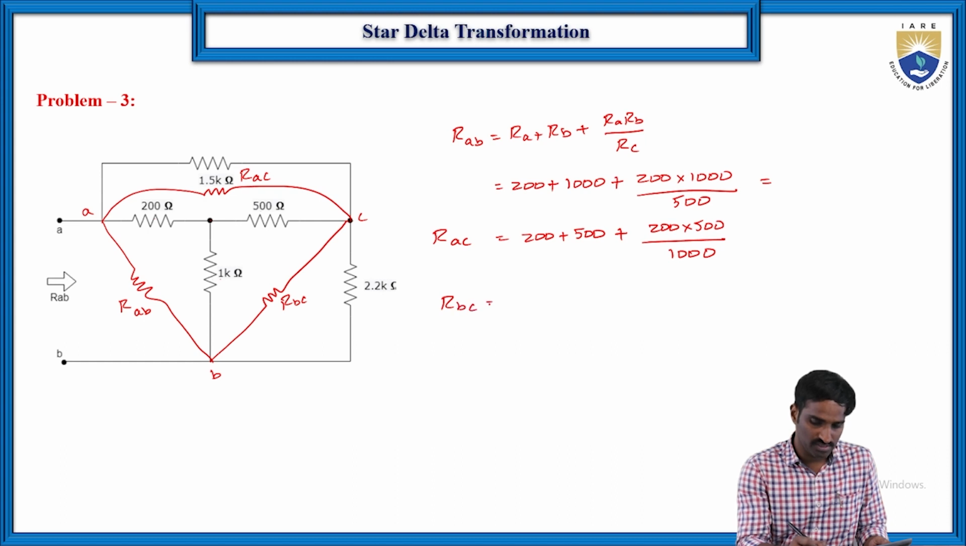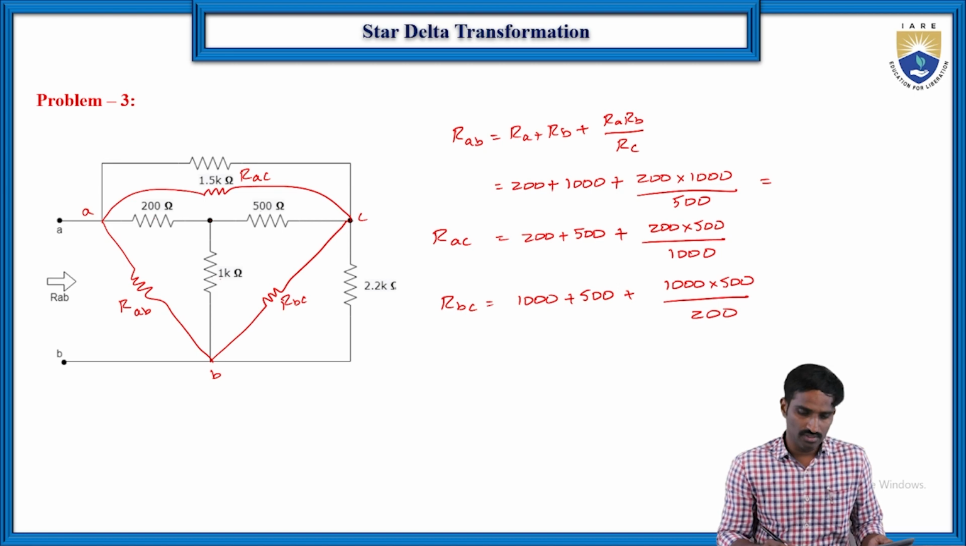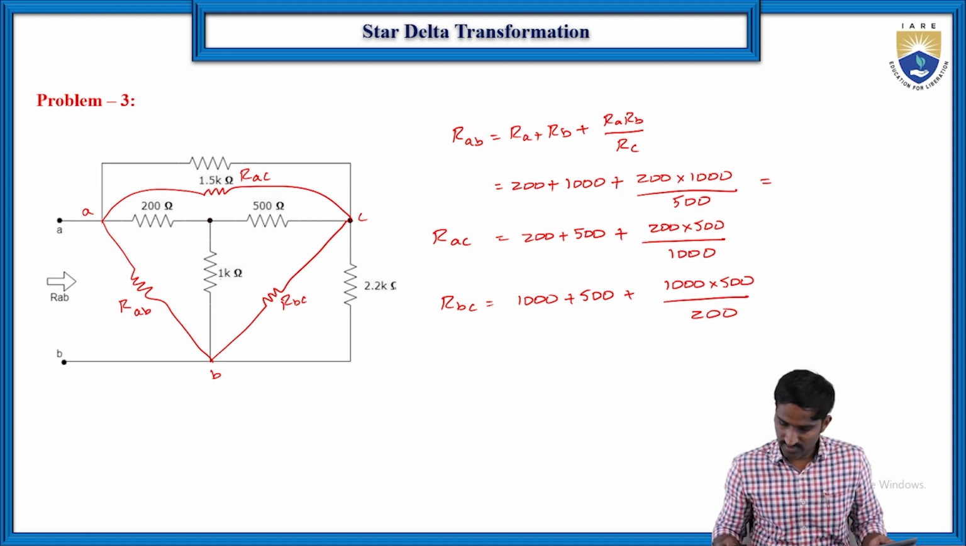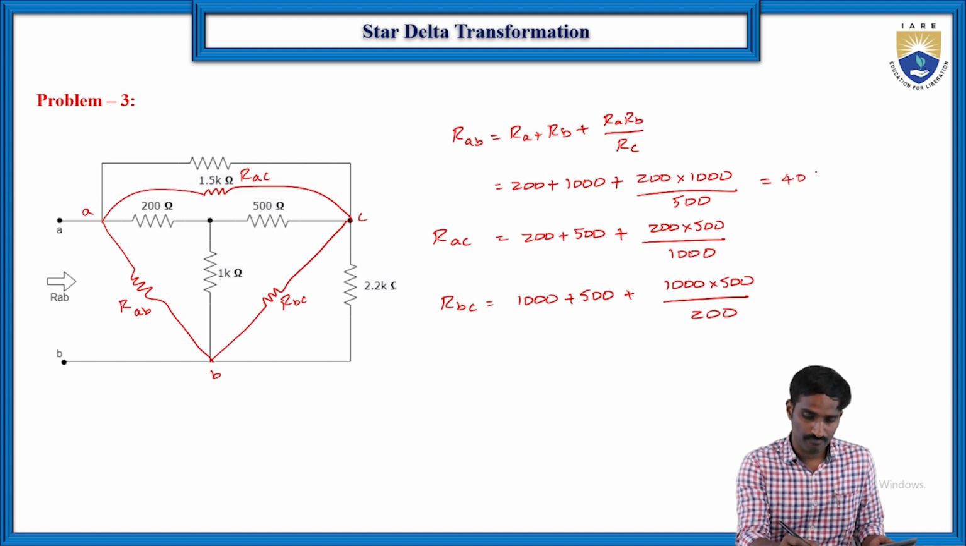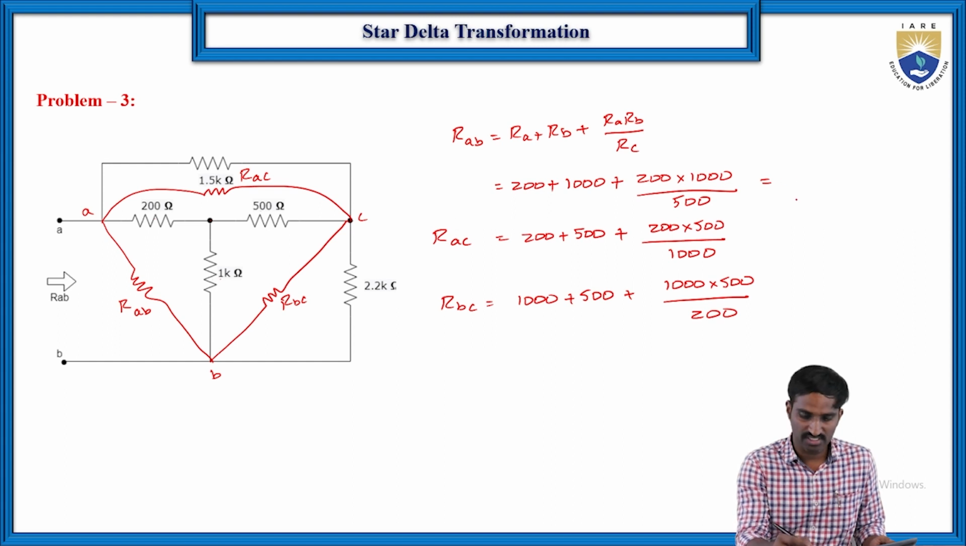Then similarly RBC is equal to RB, which is 1K, so 1000 plus 500 plus 1000 into 500 by 200, right? So now we need to find these values. Let me find these first. Here 200 into 1000 divided by 500 is 400, plus 200 plus 1000, so it is 1600, which means 1.6K.